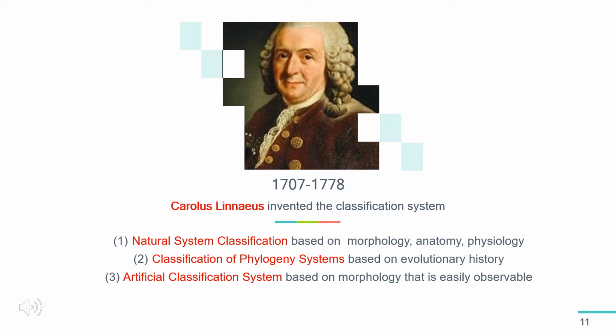Before, you have learned about the classification. So who actually found the classification system? From 1707 till 1778, Carolus Linnaeus invented the classification system. He revealed three things. One is the natural system classification, based on morphology, anatomy, and physiology. Two, the phylogeny system classification, which is based on evolutionary history. Three, the artificial classification system, based on morphology that is easily observable.